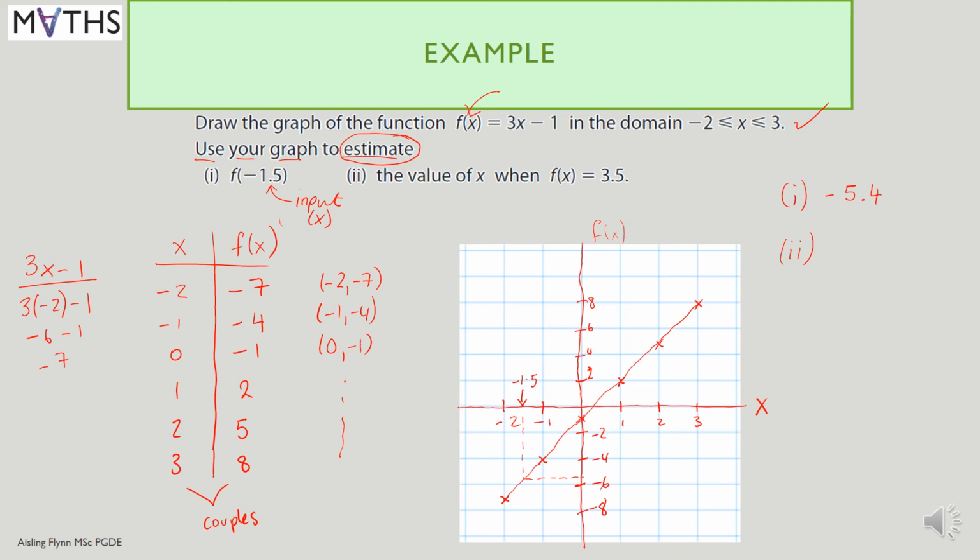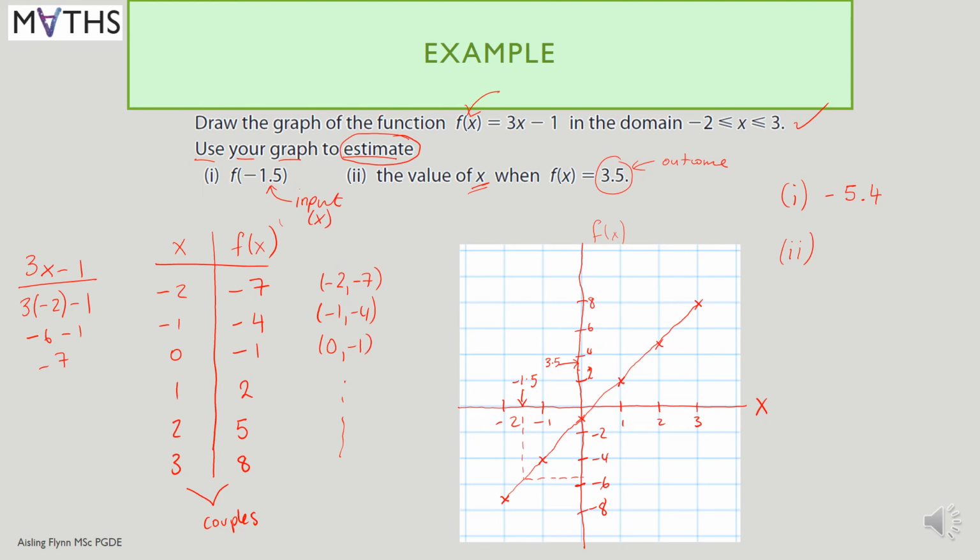Part 2 says find the value of x. So we're trying to find x when f of x is 3.5. So this time we're given the answer or the outcome, and outcomes are on the vertical axis, 3.5. So 3 would be here, 3.5 would be about there. Again, you have better graphs than I do.